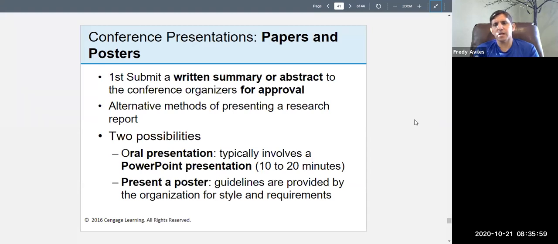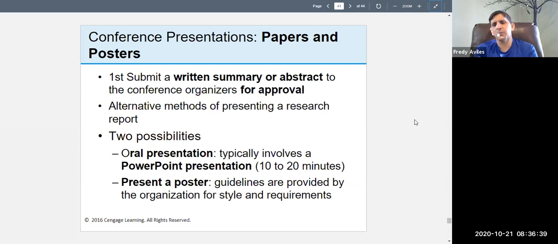There are alternative methods for presenting a research report. There are two ways you can do this. You can do an oral presentation where you actually do a PowerPoint presentation for about 10 to 20 minutes, depending on how much time you're given, or you can do what's called a poster presentation, where you staple or glue certain sections of your study onto a poster with larger font, not 12 font, larger font, and you stand by your poster and let people come around and look at it, and then ask you questions.